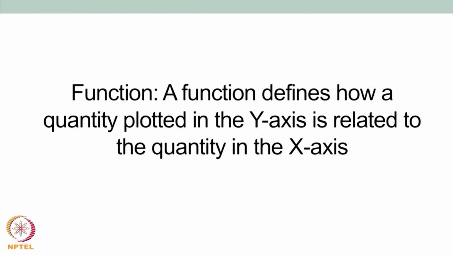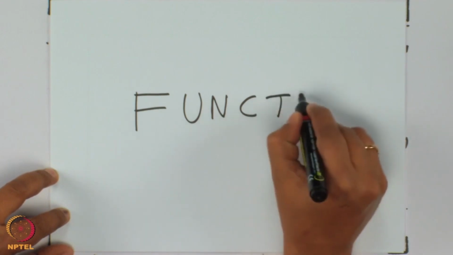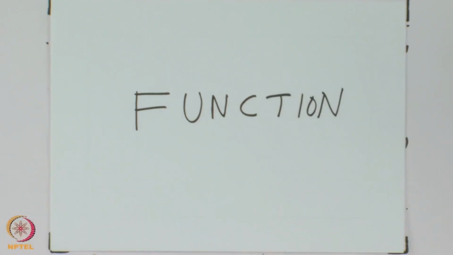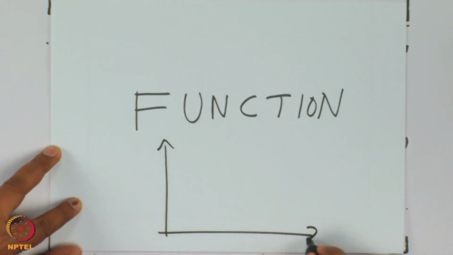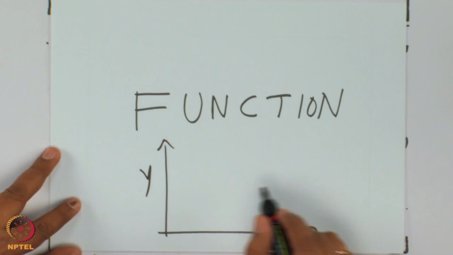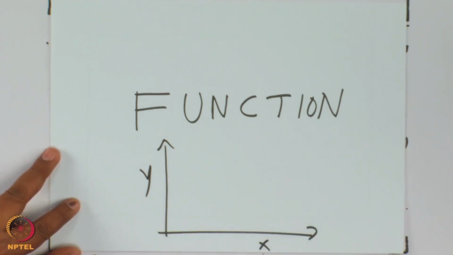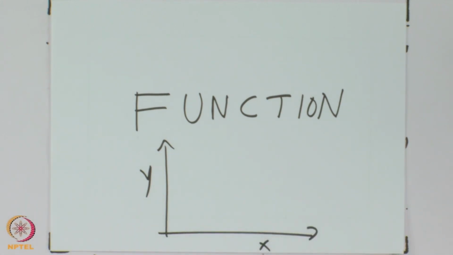So the key word that all of you should learn in this lecture is function. So what is function? A function defines how a quantity plotted in the y-axis is related with the quantity in the x-axis. What is the relation between the quantity in the x-axis and y-axis? How these two quantities are related. So this relationship is function, and this relationship can be written as an equation, and we will see what is the simplest function that we can think of soon.